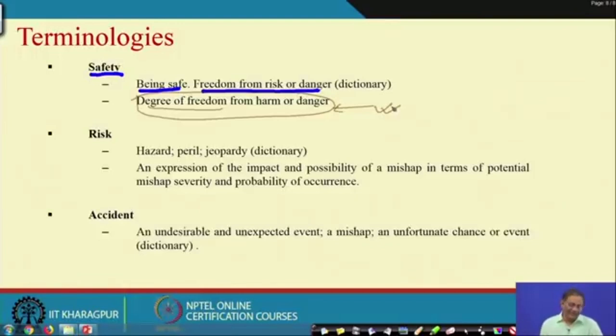When we talk about safety, essentially we also talk about risk, because safety and risk are very much related terminologies. When safety is degree of freedom from harm or danger, risk is perhaps the measure of that harm or danger. If you go by a dictionary definition, you find out that this is hazard, peril, jeopardy, this many things are the common man's definition of risk. But from the safety engineering point of view, the definition we want to follow is this.